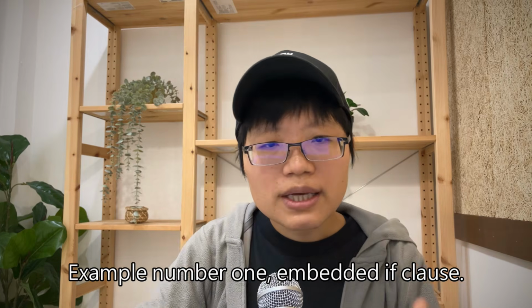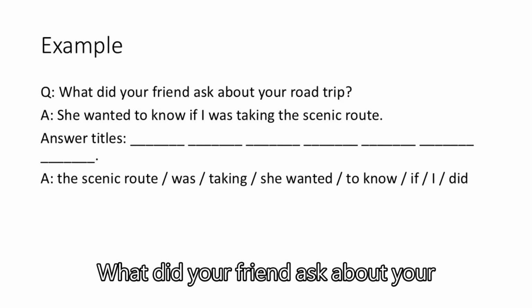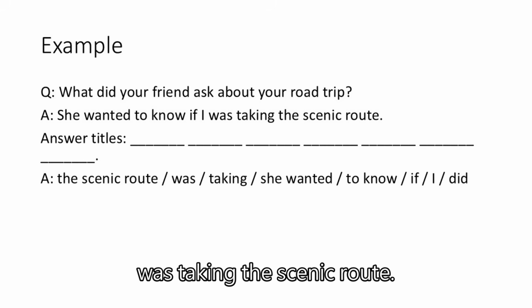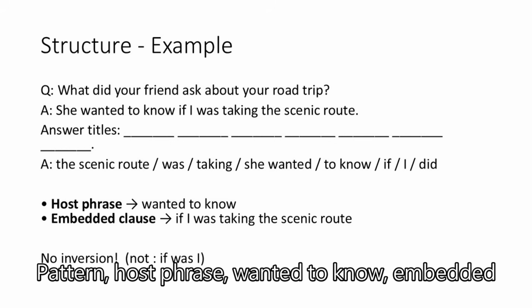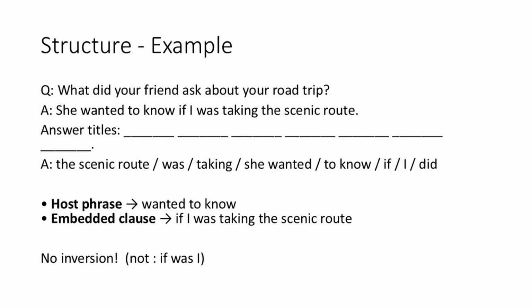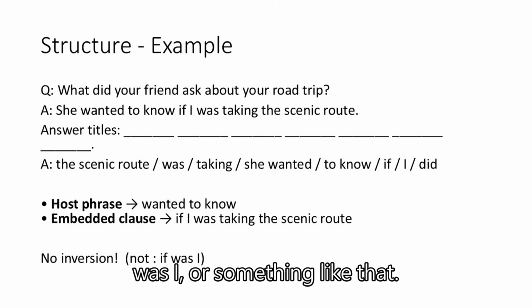Example number 1, embedded if clause. What did your friend ask about your road trip? Answer: she wanted to know if I was taking the scenic route. Pattern: host phrase, wanted to know; embedded clause, if I was taking the scenic route. Notice there is no inversion. We say if I was, not if was I, okay?